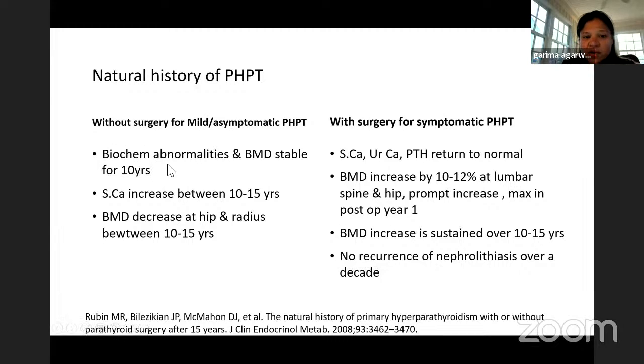In most of these patients, biochemical abnormalities and the bone mineral disease can stay stable for 10 years, but then eventually there is a decline. That decline means that they will have end organ damage, and this is what we need to counsel the patients about who decide to just do medical management or just to follow up. Once the end organ damage happens, surgery has some effect, but obviously there is no further deterioration, but the damage has already happened.